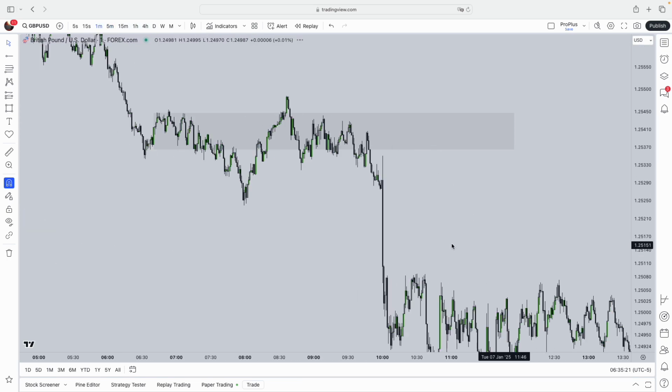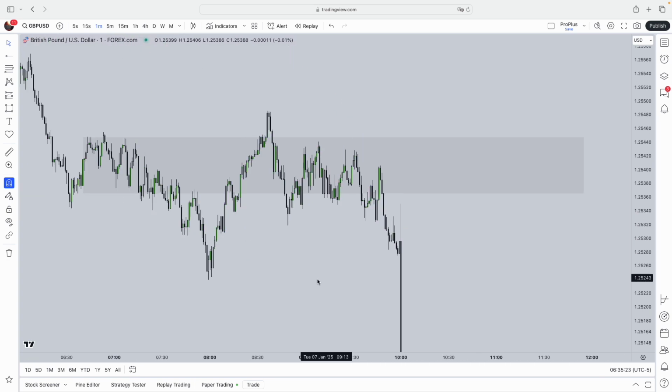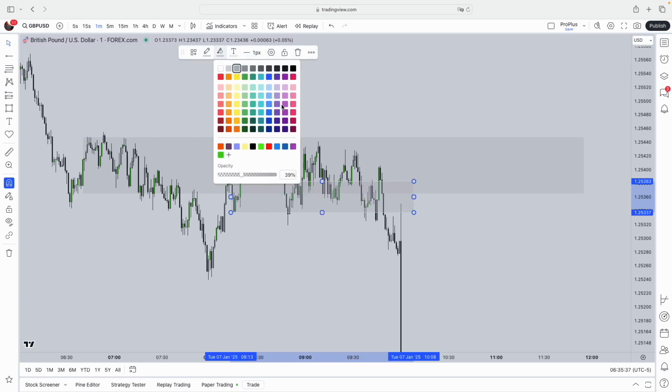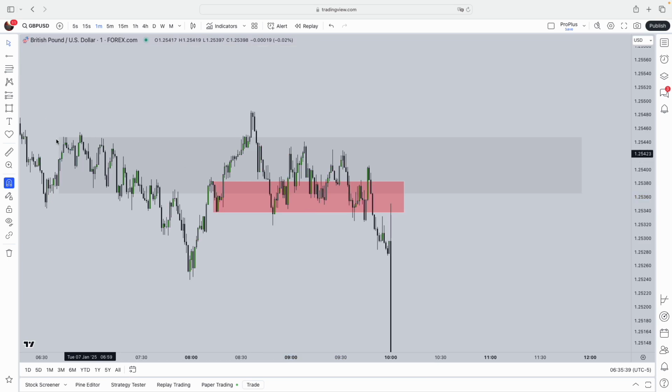So basically what I want to see is a breaker. So there's a higher high, then a lower low. So here, these three candles is the breaker. So here, draw that across, make that red. Okay, is there a fair value gap in between this breaker? There is here.